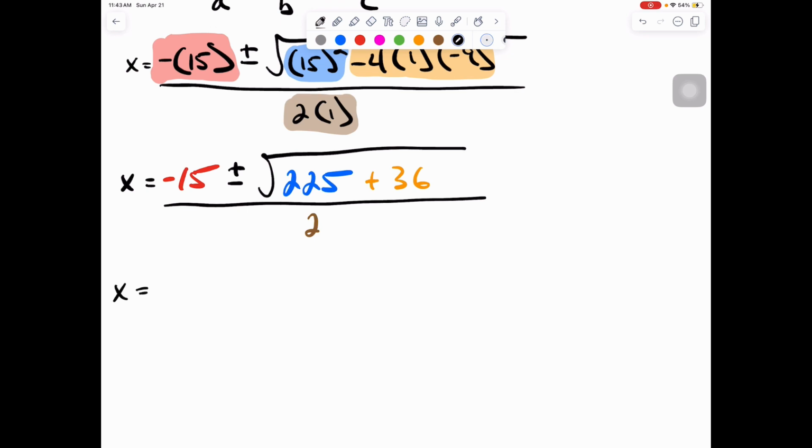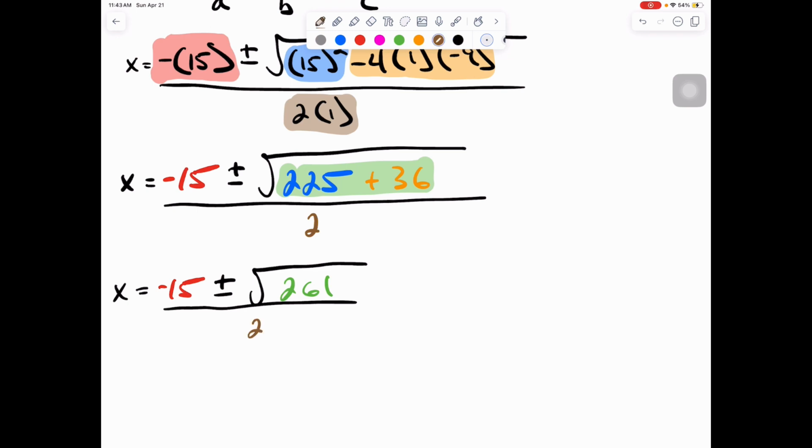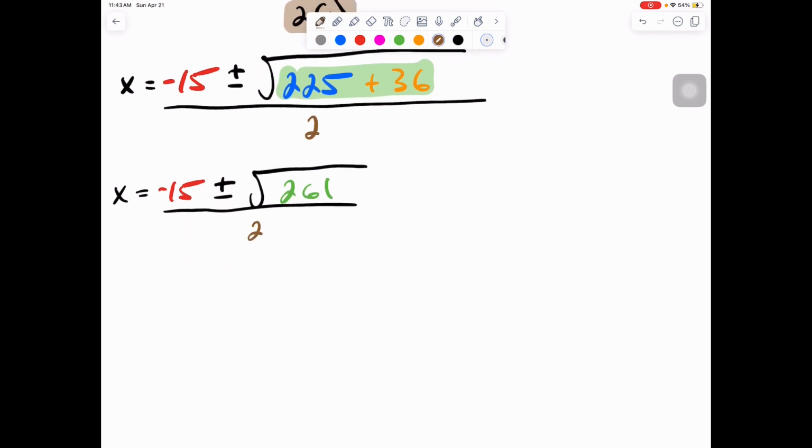So x equals, bring down your red, negative 15. A lot of things stay the same here. Bring down that plus minus, and again, I'll put the radical. This time, we will do 225 plus 36, which gives us 261. We will set that over our 2. For this next portion, and I'll put this in pink, we need to find those factors of the square root of 261.